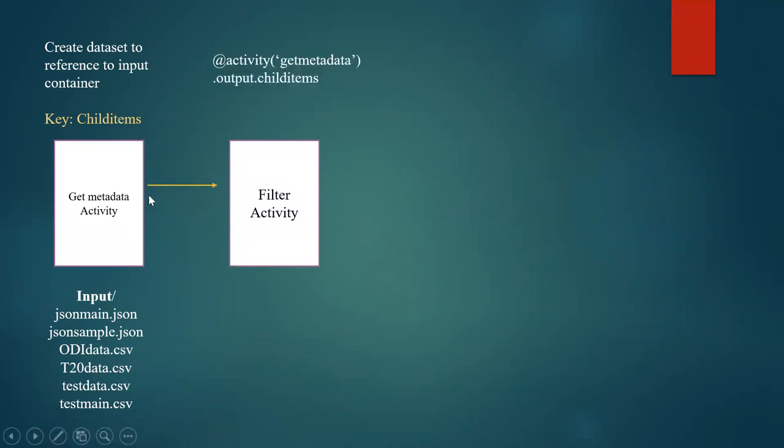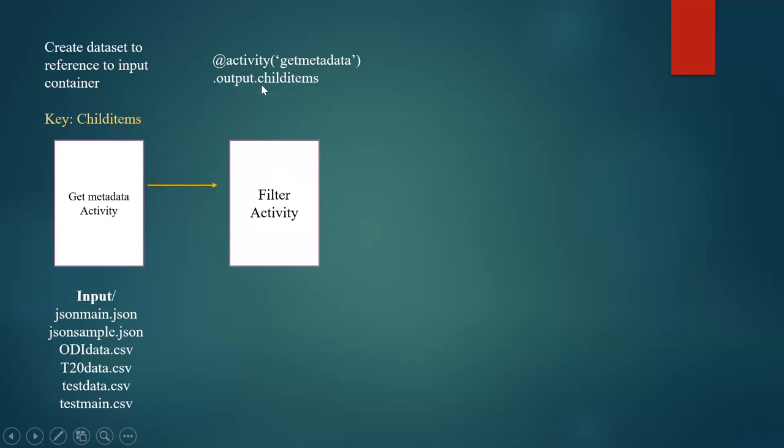Before that, after getting the data from the Get Metadata activity output, we need to pass all this information to the Filter activity. Then only we can filter the data. How can we pass the Get Metadata activity output to the Filter activity? We take the Get Metadata activity output dot child items. All these things will be treated as child items. So in this way, we pass the Get Metadata activity output to the Filter activity.